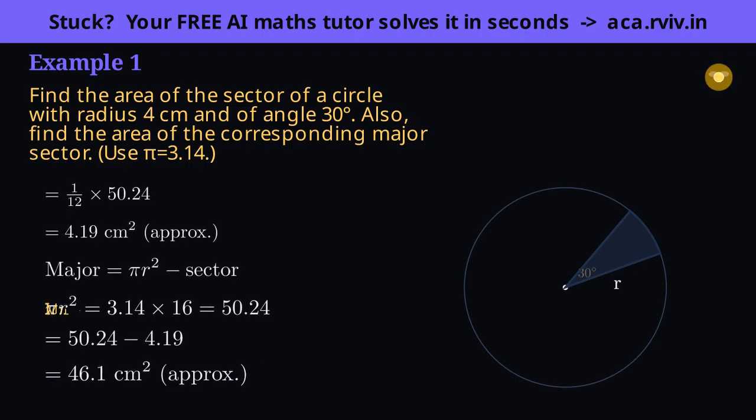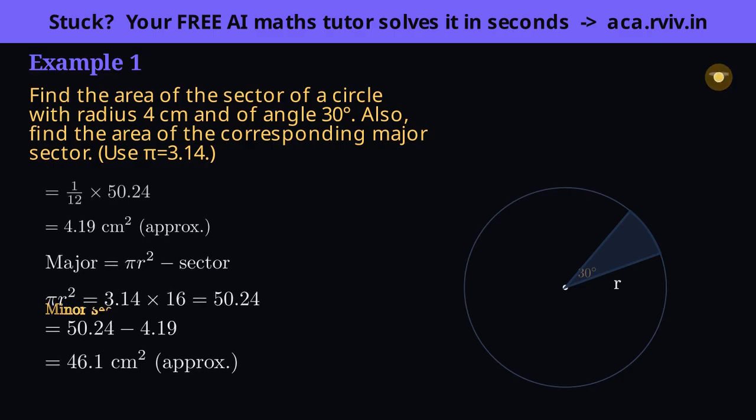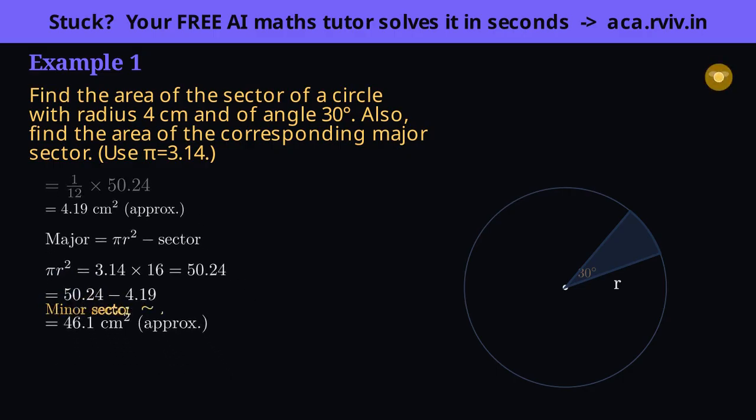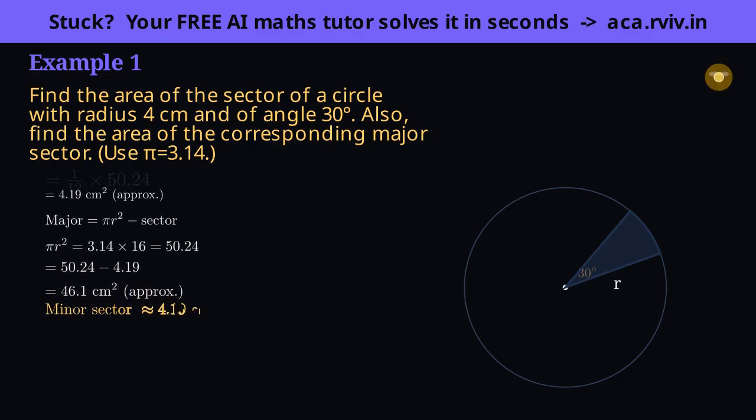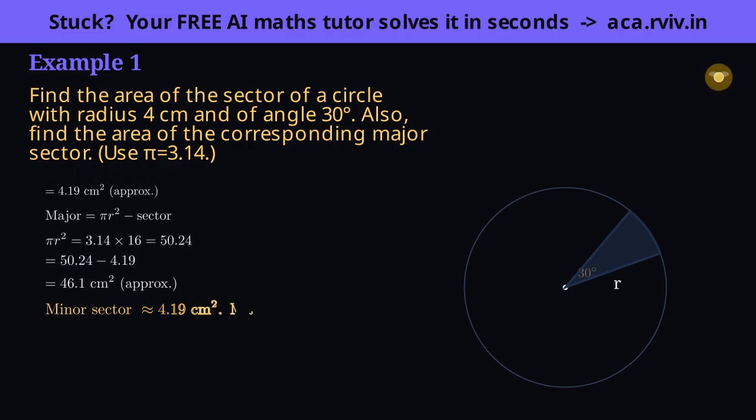Here's the takeaway worth carrying to every sector problem. The minor and major sectors together are the whole circle, nothing more and nothing less. So the instant you have one, the other is just a subtraction from pi r squared. Never grind out the big angle when you can subtract the small one.